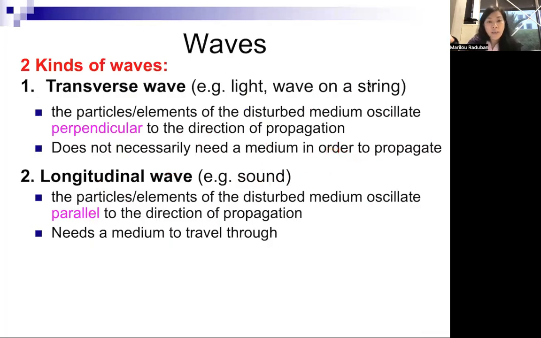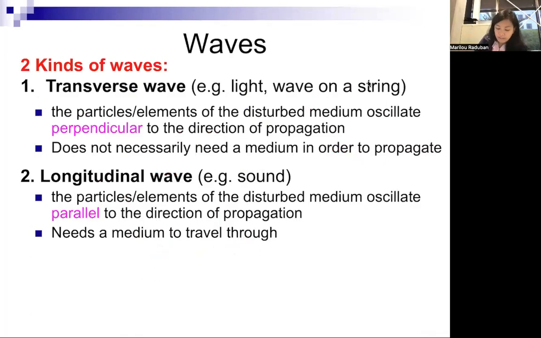So electromagnetic waves that we've seen when we talked about heat last week are an example of a transverse wave, and that's why they can propagate through space, through vacuum. Longitudinal waves, on the other hand, need a medium in order to propagate. So without a medium, you will not be able to hear sound. In the next slides, we will see why longitudinal waves need a medium to propagate through.